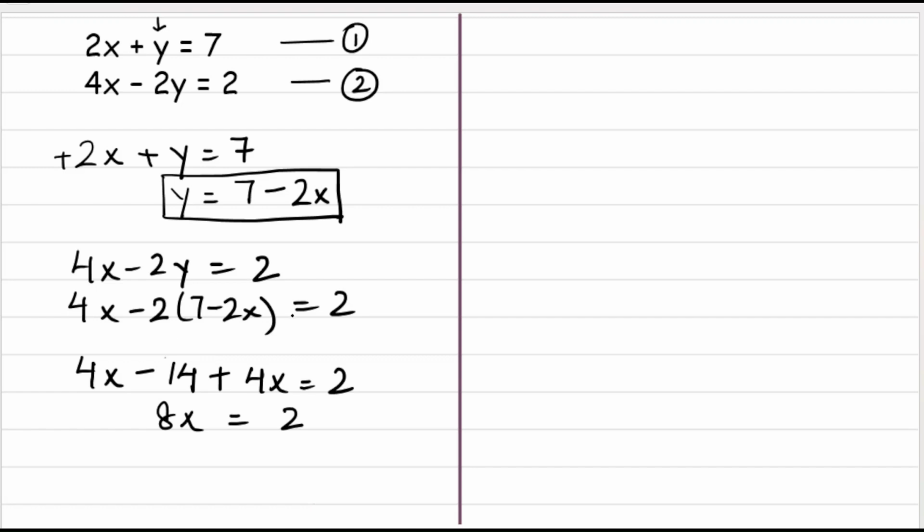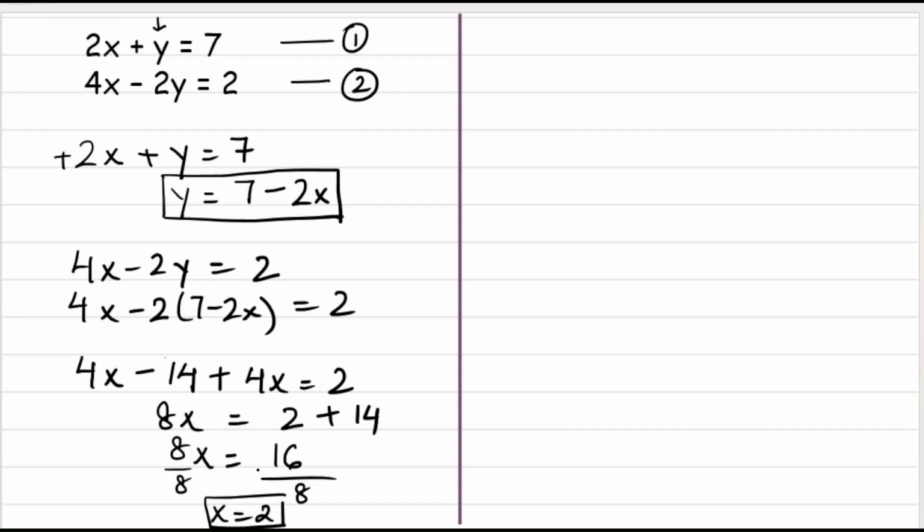This minus 14 will shift to that side with the sign plus 14. So 8x equals 2 plus 14, 16. Divide by 8 on both sides and my value of x comes out to be 16 divided by 8, 2. So my second step is also done. Now, I have got the value of x. How to get the value of y?